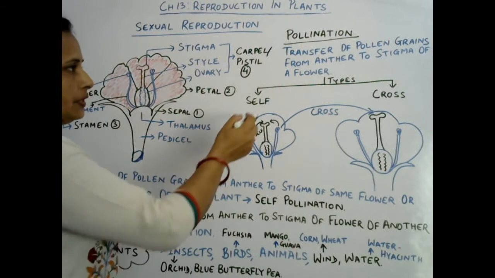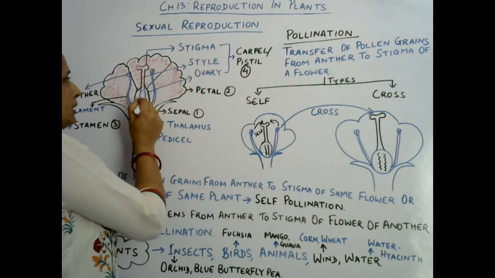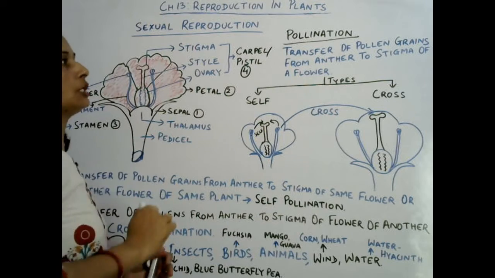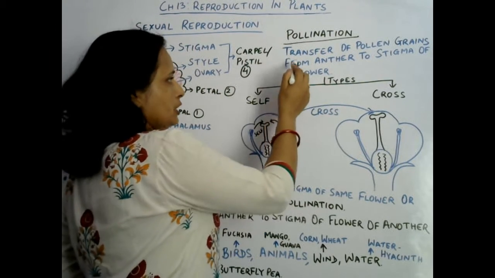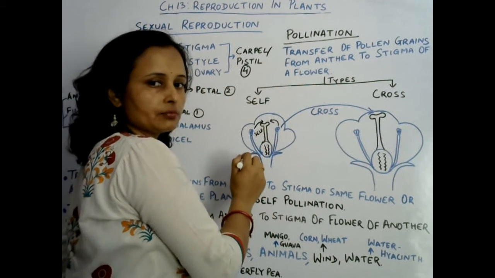And where is stigma located? It is the uppermost part of carpel, pistil. Okay. So transfer of pollen grain from anther to stigma is called pollination. It is two types, self-pollination and cross-pollination. Look at this diagram, self-pollination.